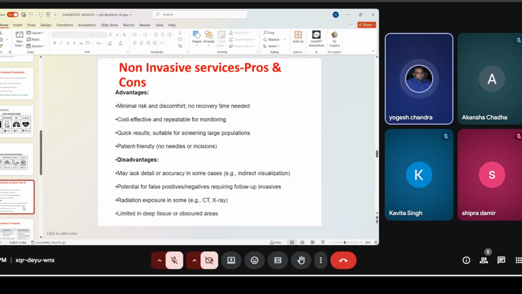And now we talk about the advantages of this non-invasive test. As you know, this is a minimal risk.